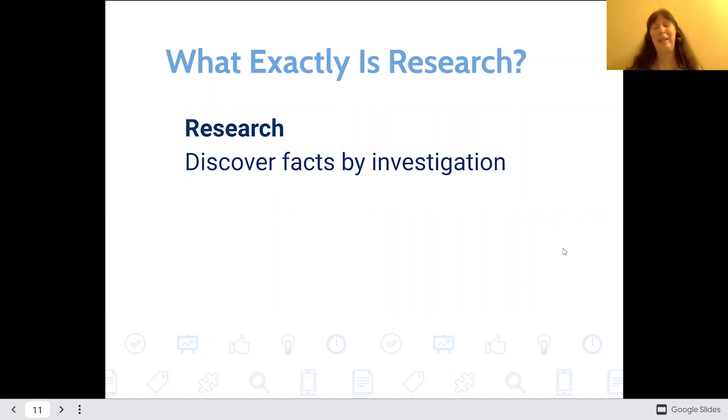So research simply means discover facts by investigation. Now, how many of you love watching mystery and suspense shows? I do. And I think a lot of us do, because we're watching somebody discover facts by investigation. And it's exciting. It can be this whole interesting trail. And we watch them make intuitive leaps and then prove their intuitions and so forth.